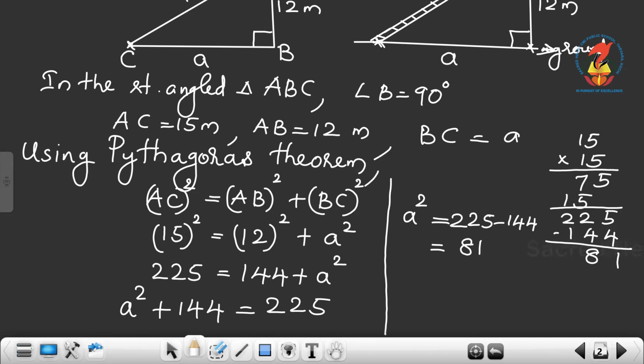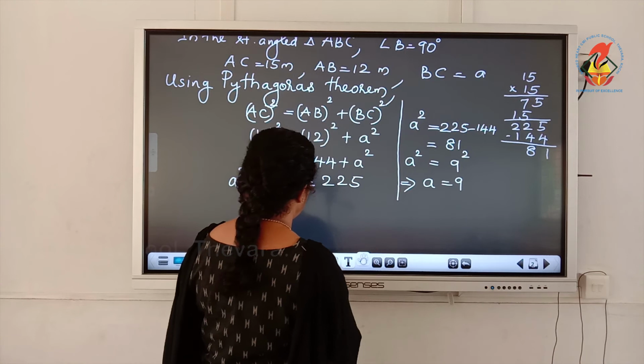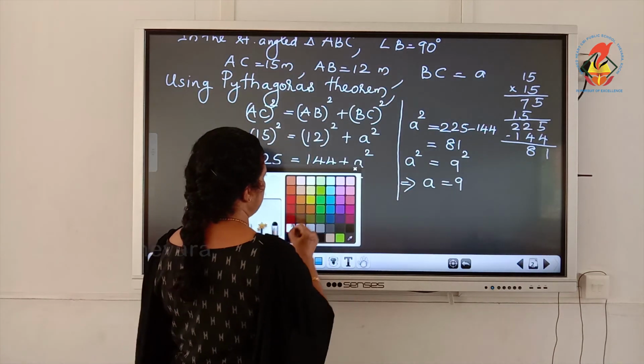So, A square is 81. 81 is the square of which number? 81 is equal to 9 square. So, we can say that A square is equal to 9 square, which means the value of A is equal to 9. Therefore, the distance of the foot of the ladder from the wall is equal to 9 meters.